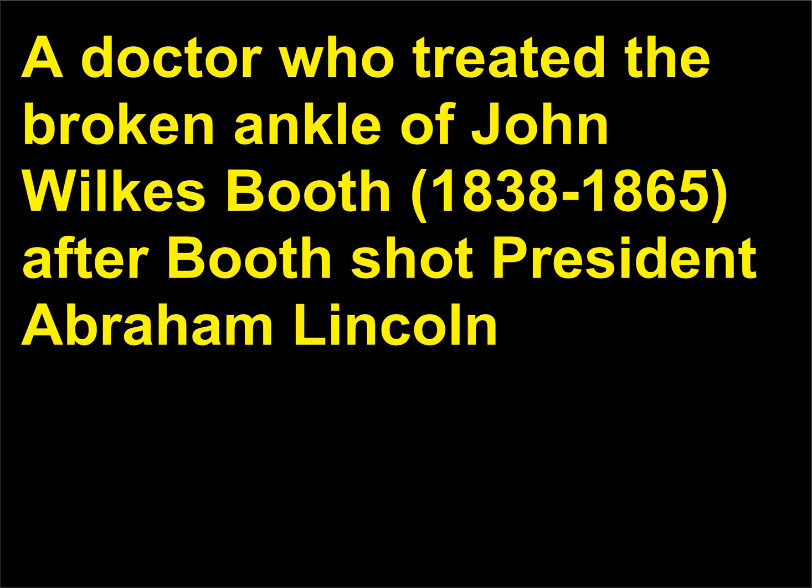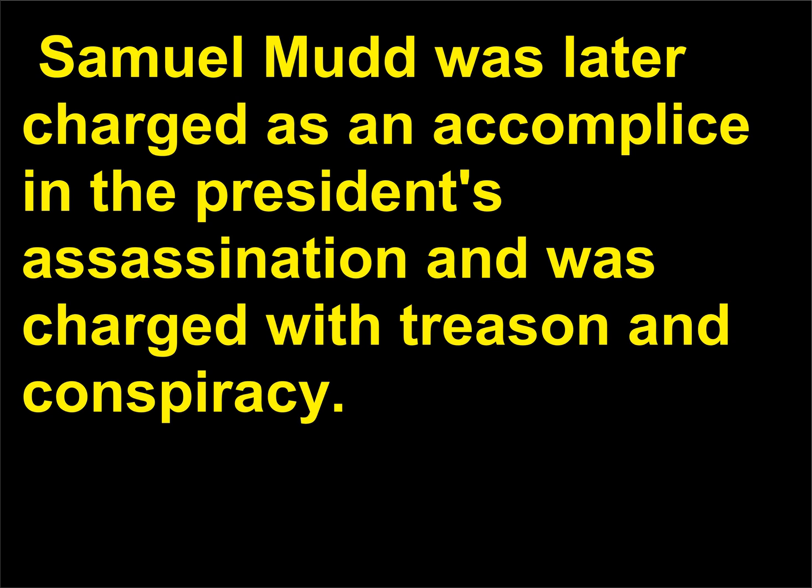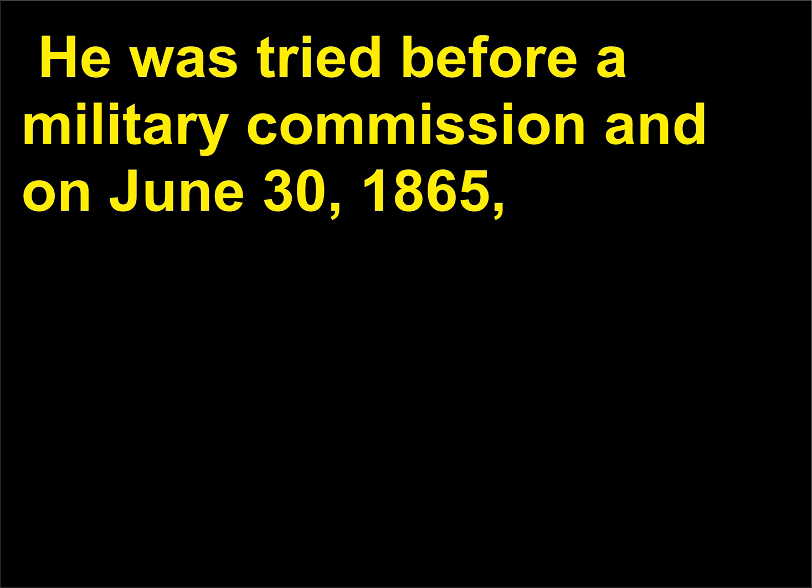Dr. Samuel Mudd was a doctor who treated the broken ankle of John Wilkes Booth, 1838 to 1865, after Booth shot President Abraham Lincoln on April 14, 1865. Lincoln died the next day. Samuel Mudd was later charged as an accomplice in the president's assassination and was charged with treason and conspiracy. He was tried before a military commission and on June 30, 1865, was found guilty and sentenced to life in prison.